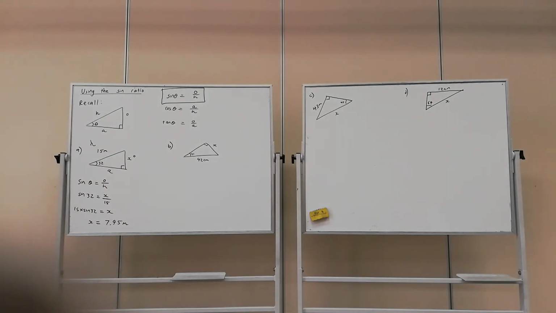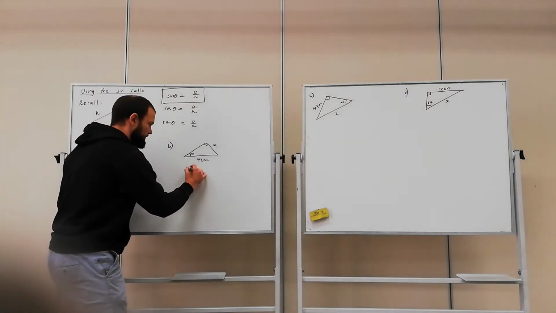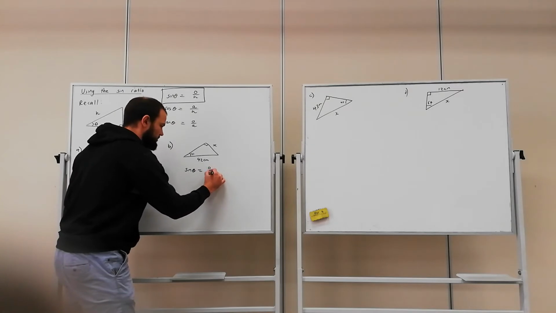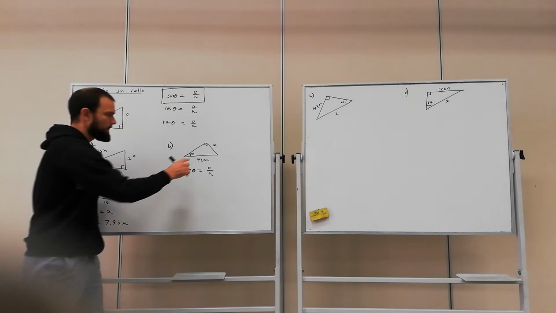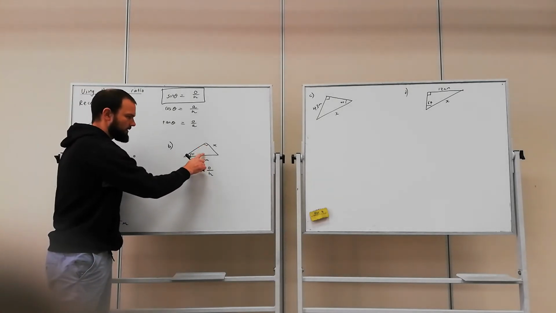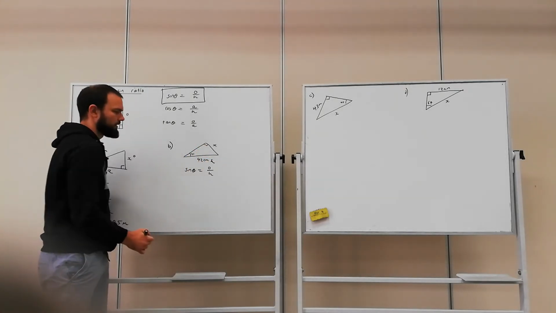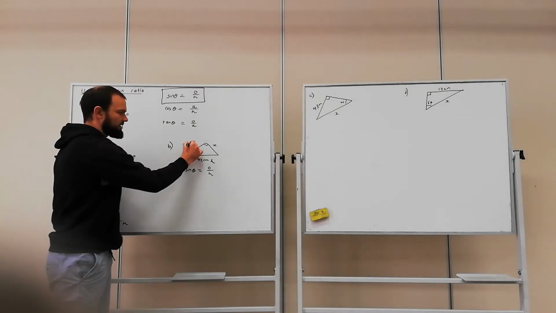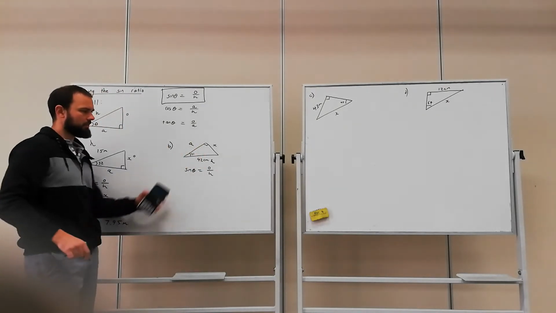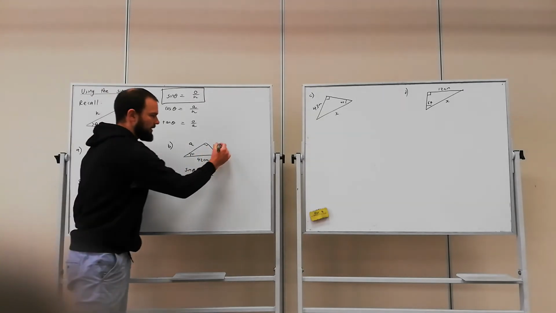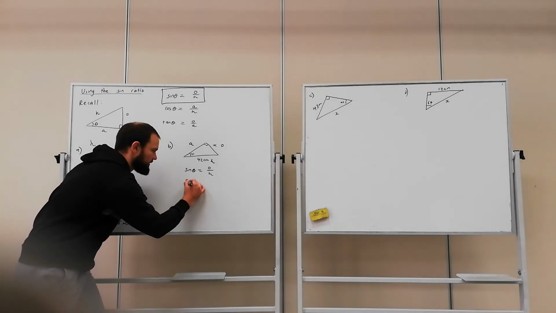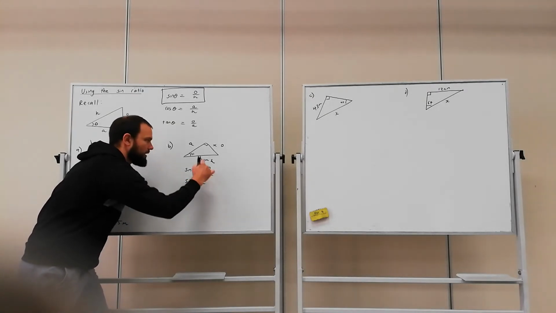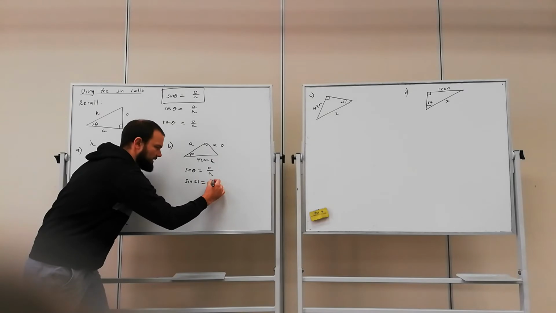Okay, the next example is going to follow the same sort of suit. Again, sine theta is O on H. Let's label the triangle first, sorry. Here's the right angle, so opposite that is going to be H. The adjacent side connects theta and the right angle, and our opposite side is what remains. Okay, let's sub all that in. Theta is 21. O corresponds with X again.